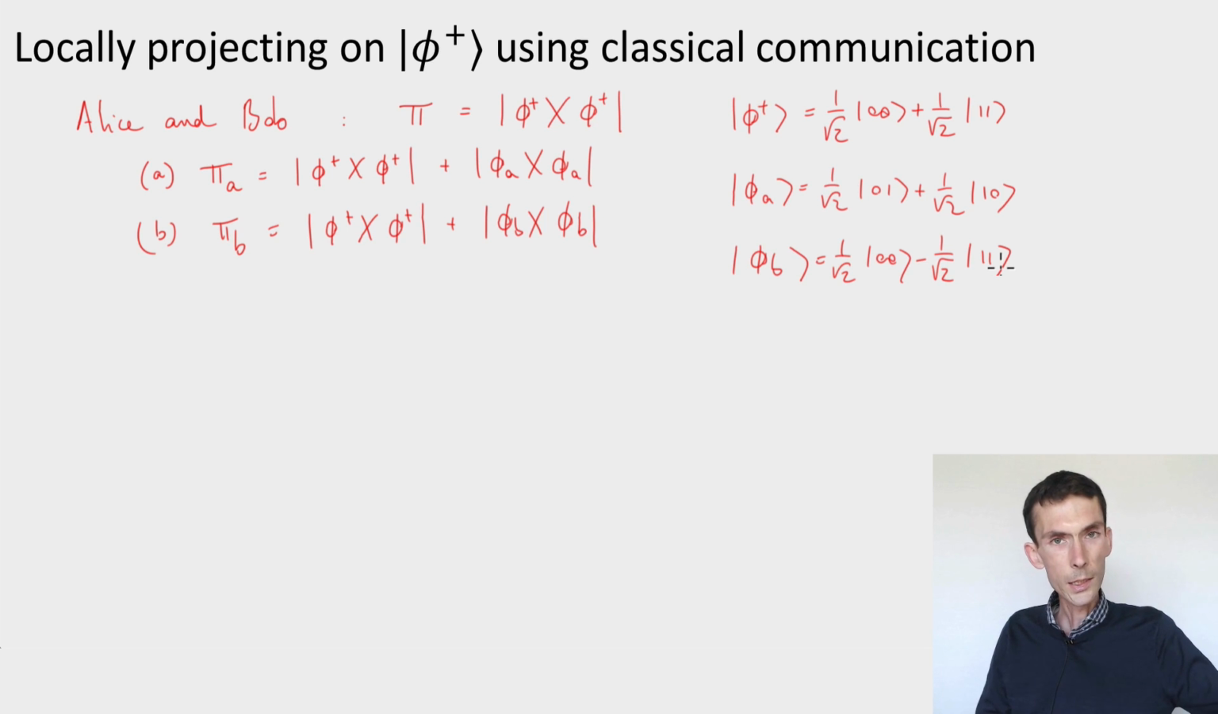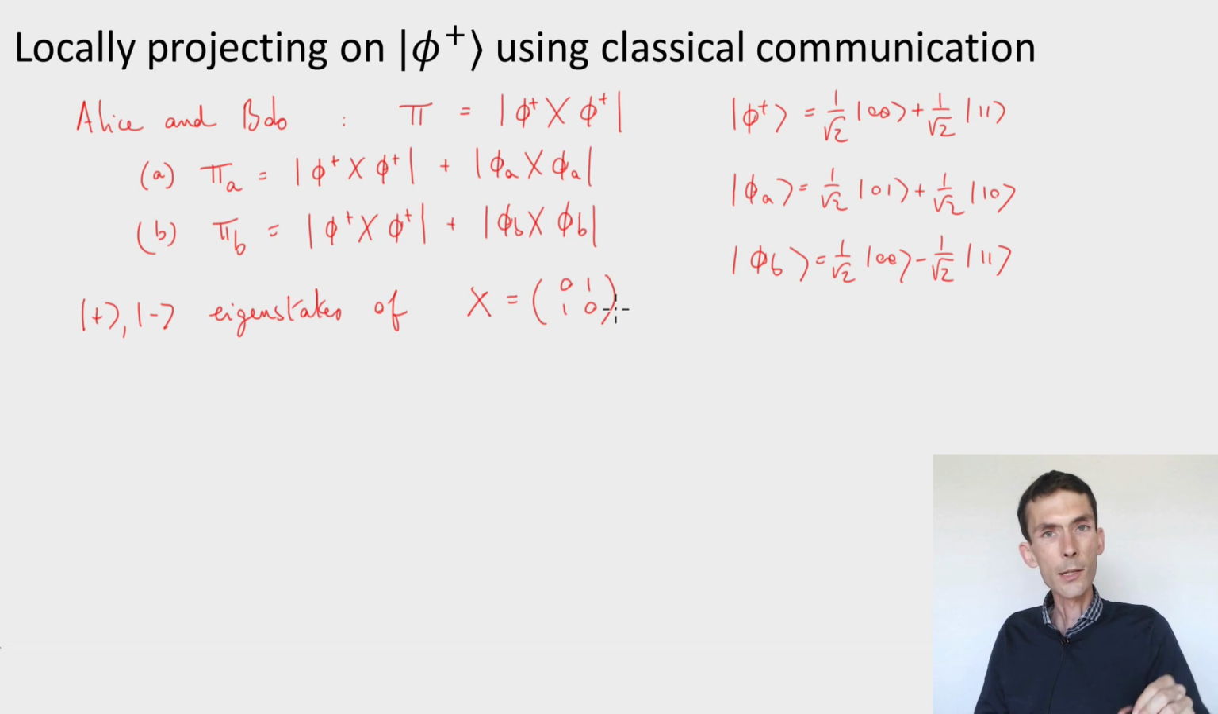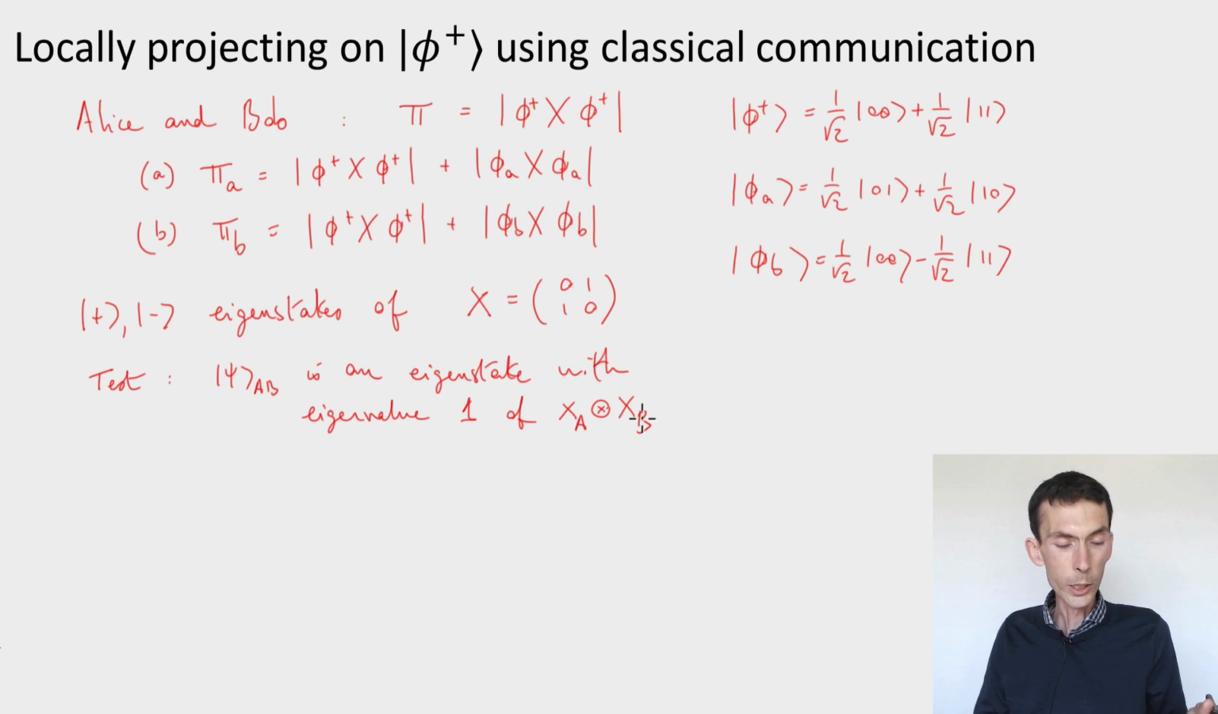You know that the Hadamard basis, the two basis states plus and minus, are eigenstates of the X operator, the Pauli X, which is this operator here, plus with a +1 eigenvalue, minus with a −1 eigenvalue. So the test that corresponds to measuring in the Hadamard basis and checking agreement of outcomes is testing that the state ψ that Alice and Bob are sharing gives the same outcomes when you make the measurement in the Hadamard basis.